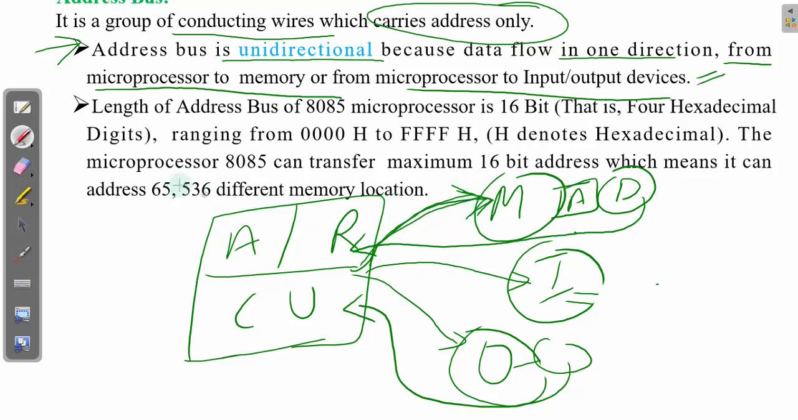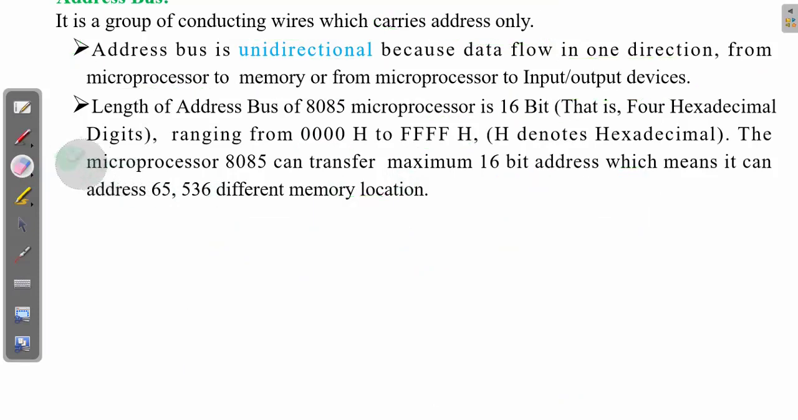The address bus is only responsible for finding that address, and that address will always be pointed in this way only. Next, the next point is already clear to everyone: as it is 16-bit, the range will be this one. This we have already understood. I request everyone to confirm whether you have understood or not.